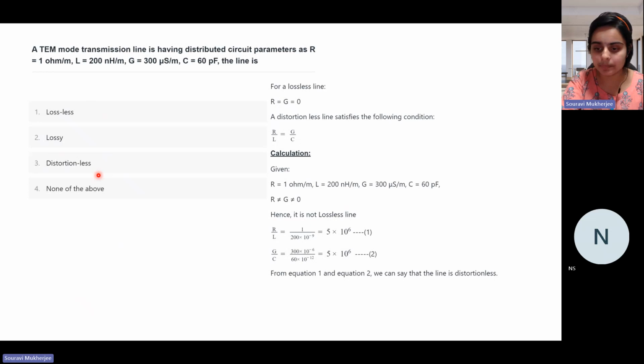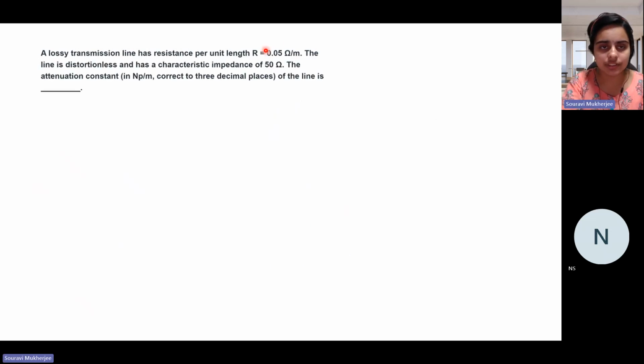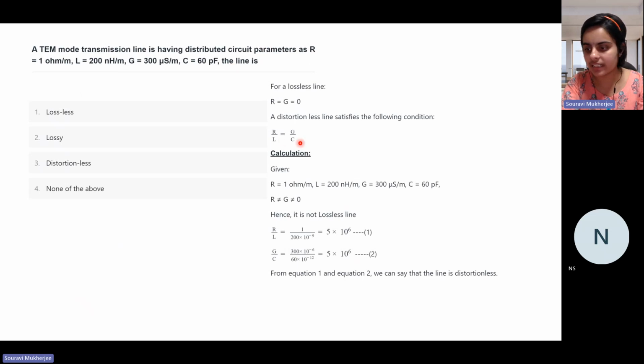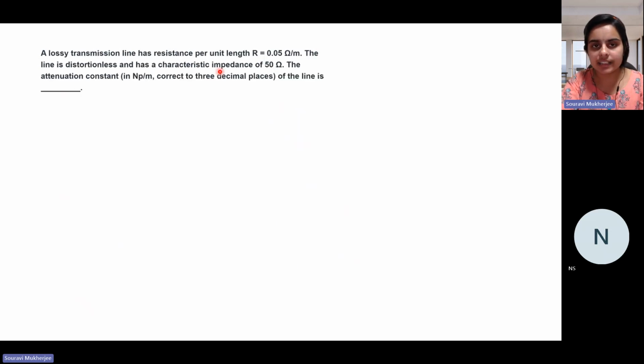This is another question which says that your resistance per unit length is given, and the line is distortionless. By that we mean that this condition is satisfied, and it has a characteristic impedance of 50 ohms. So that means Z naught is given, right? You want to find the attenuation constant in natural units per meter, correct to 3 decimal places. So what should the answer be? Can you tell me which formulas to use? Which way should we proceed to solve this question?